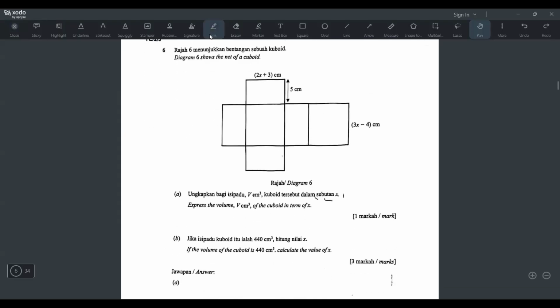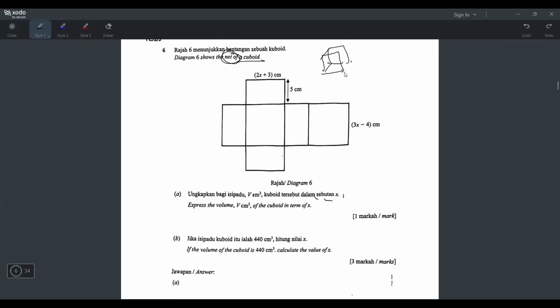Okay, let's continue. Number 6. Diagram 6 shows the net of a cuboid. What is a net? Net means you open up the 3D shape. So a cuboid looks like this, right? Like this, like this, like this. If you open it up, then we call this a net, right? So what it says here is, express the volume V of the cuboid in terms of x.